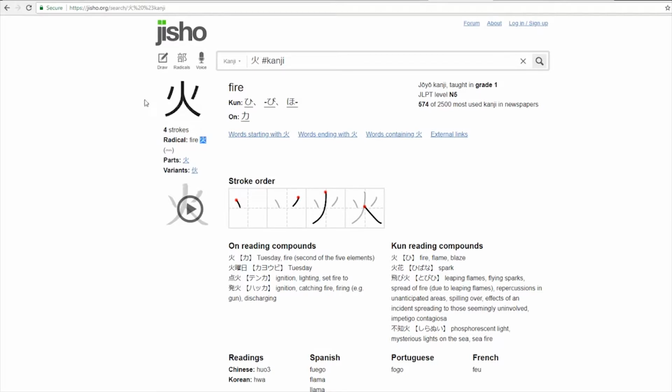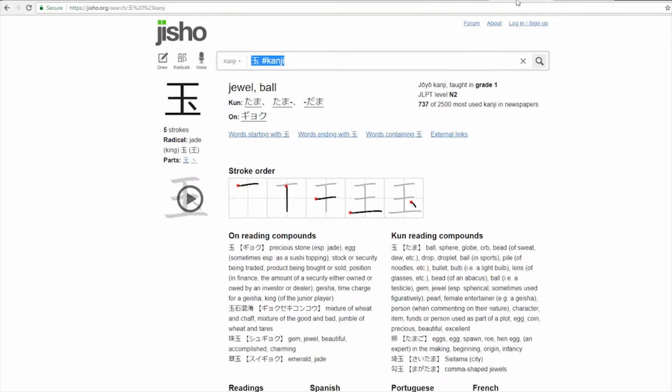Hi is going to be fire. It's also a radical. This kind of looks like a campfire, to be honest, with the little thing shooting out of it. So I like to remember that one.